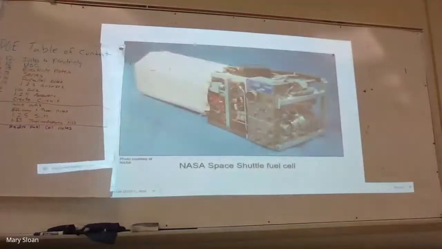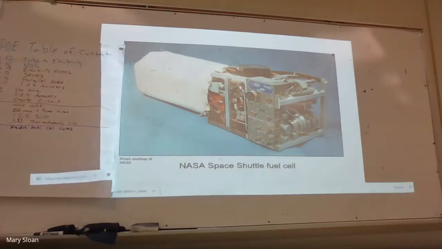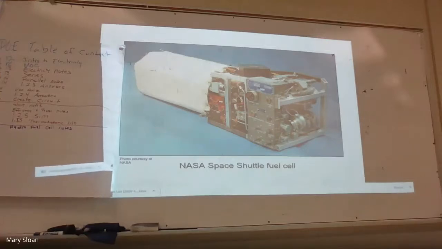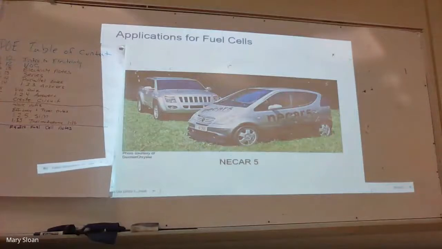Let's go to the next one. This one here is from the space shuttle. This is the fuel cell that they use on older space shuttles. Newer ones are a little different. Let's look and see what else we got.